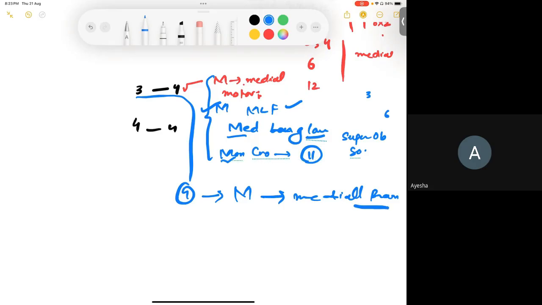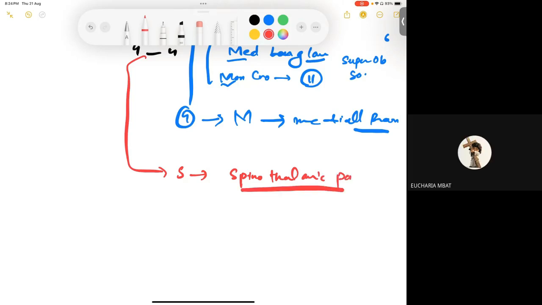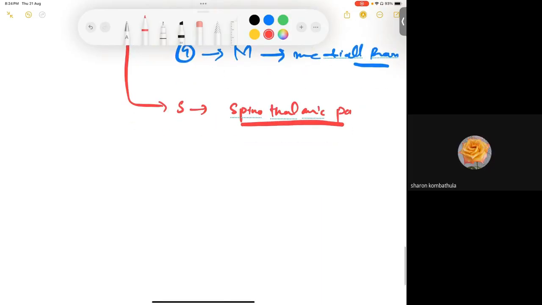And the last rule of 4 basically said whatever starts with the letter S is going to be present laterally within the brainstem. What starts with S? The spinothalamic pathway. So what was your spinothalamic pathway? Do you guys remember? Pain and temperature. Perfect. So they are going to be present in the lateral aspect of your brainstem.